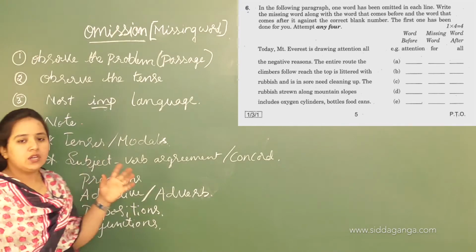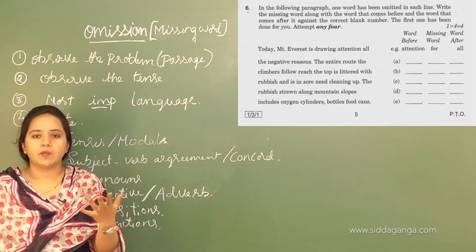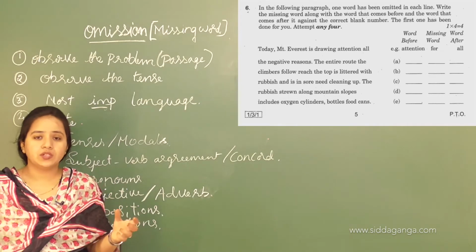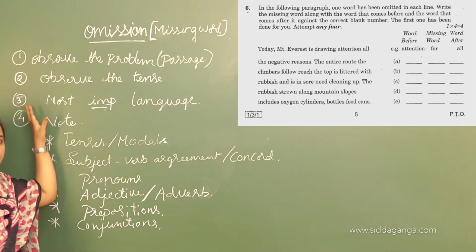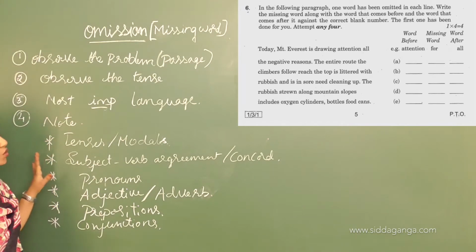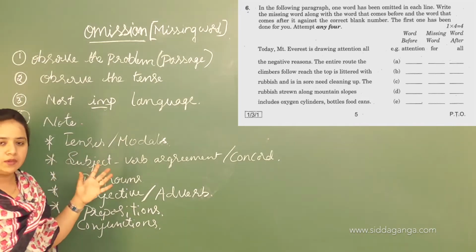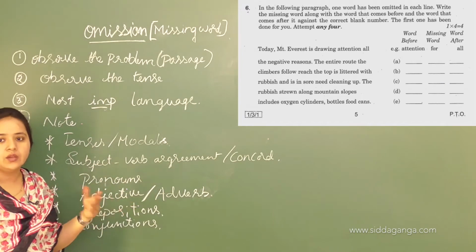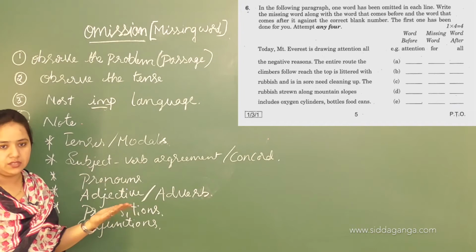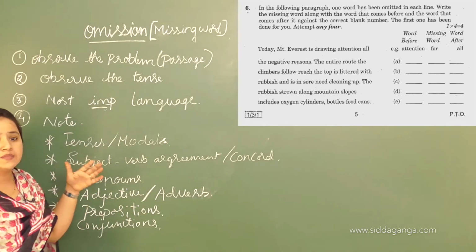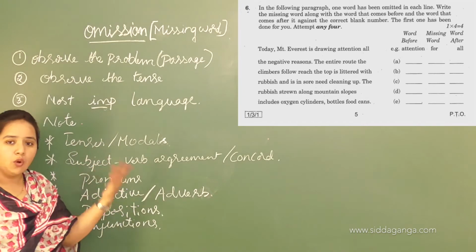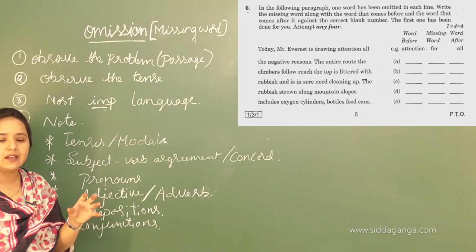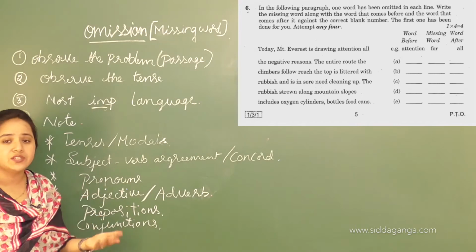So when you come to understand that there is a problem in this passage and some grammatical parts are missed, you should be careful about these things. Observe the problem. Where is the error, where is the missing word? And observe the tense. Read the whole passage again and again, repeatedly, and see in which tense it is.